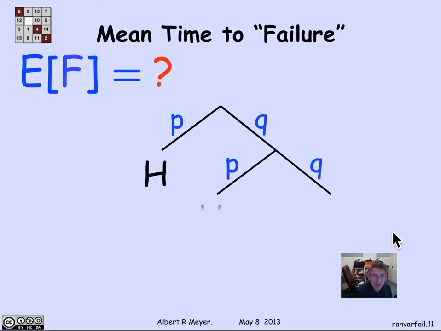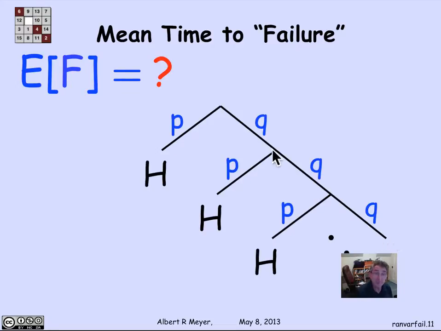So let's look at the outcome tree that describes this experiment of flipping until you get the first head. Starting at the root, with probability p, you flip a head immediately and you stop. Or with probability q, you flip a tail, and then with probability p, you finally flip the head and stop. If you haven't flipped the head by the end of the second step, then with probability q you flipped a tail, and then there's a possibility that you stop after the third step with a head, and so on. That's how this tree goes.